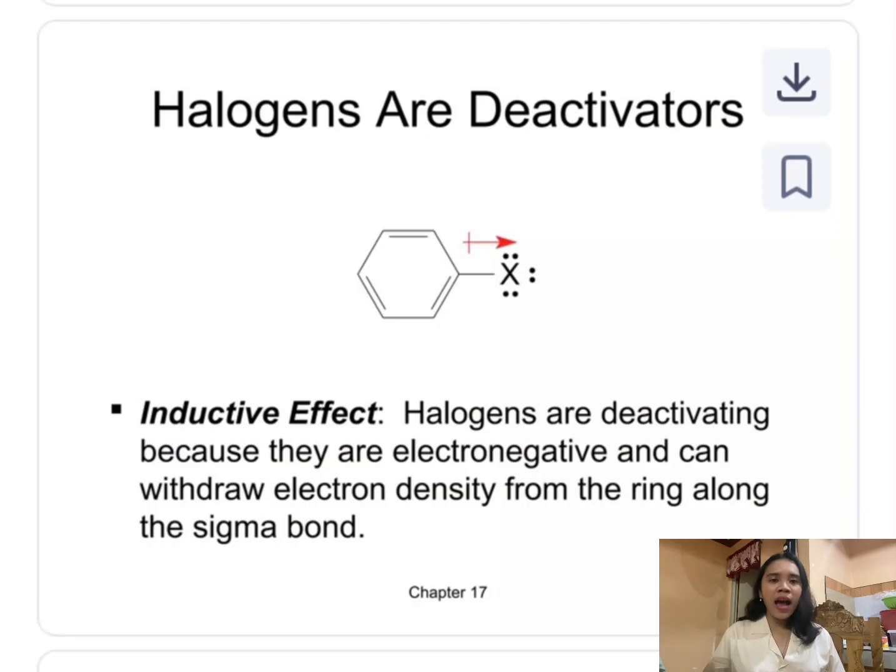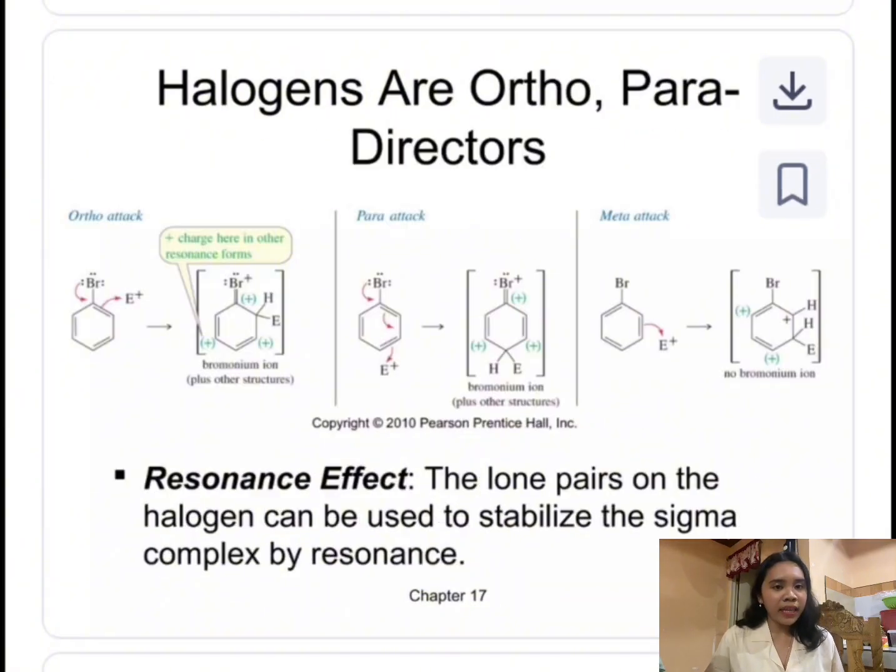Inductive effect. Halogens like chlorine, bromine, and iodine are electronegative atoms. They pull electrons, so they are electron withdrawing groups by inductive effect. When attached to a benzene ring, they pull electron density away from the ring through the sigma bond, the single bond connecting the halogen to the ring. This electron withdrawal deactivates the ring towards further electrophilic aromatic substitution reactions, reactions where an electron-rich group replaces a hydrogen on the ring.